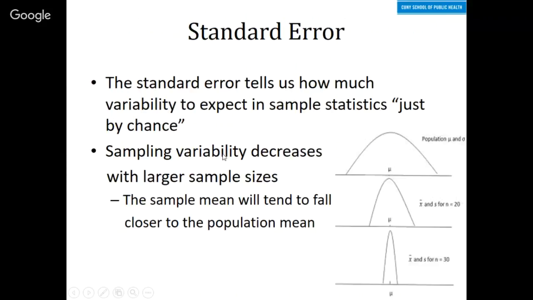And it decreases for larger sample sizes. The larger your group, the less variable their average properties are. So the larger the sample size, the less variability in the sampling distribution, the smaller your standard error, and the closer that sample mean will tend to fall to the population mean.